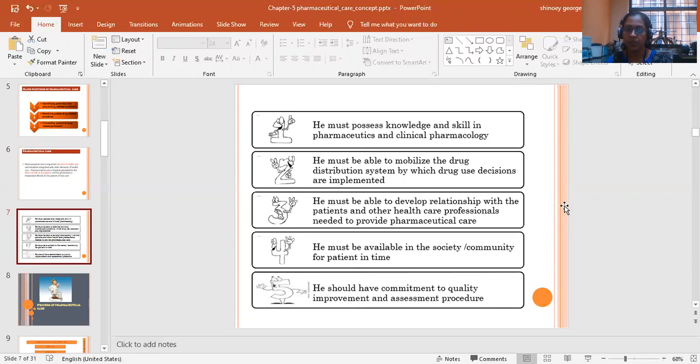Second, he should be able to mobilize the drug distribution system by means of which proper decisions can be implemented. He should be able to develop a proper professional relationship with the patients as well as other healthcare professionals, which include doctors, nurses, physiotherapists and others, which helps in providing pharmaceutical care. He should always be available for a particular patient in the community or society, and he should have a proper commitment to the improvement of the health of the patient, which helps in assessing the procedures.